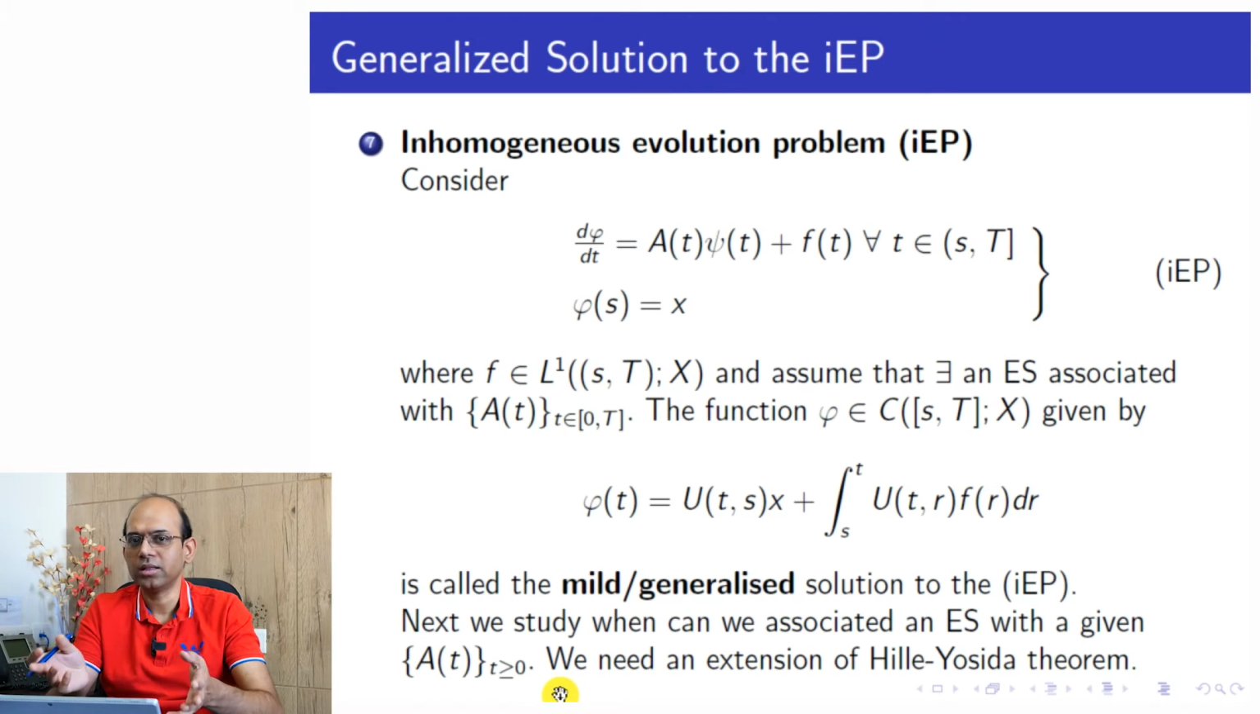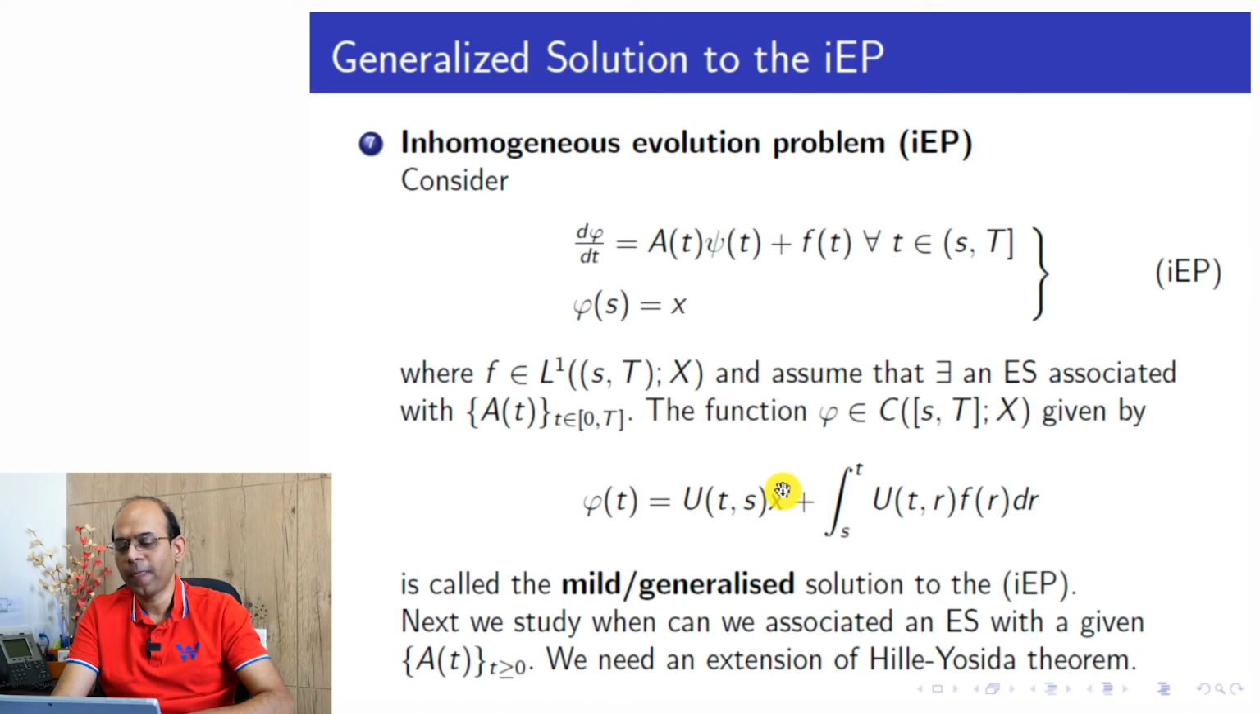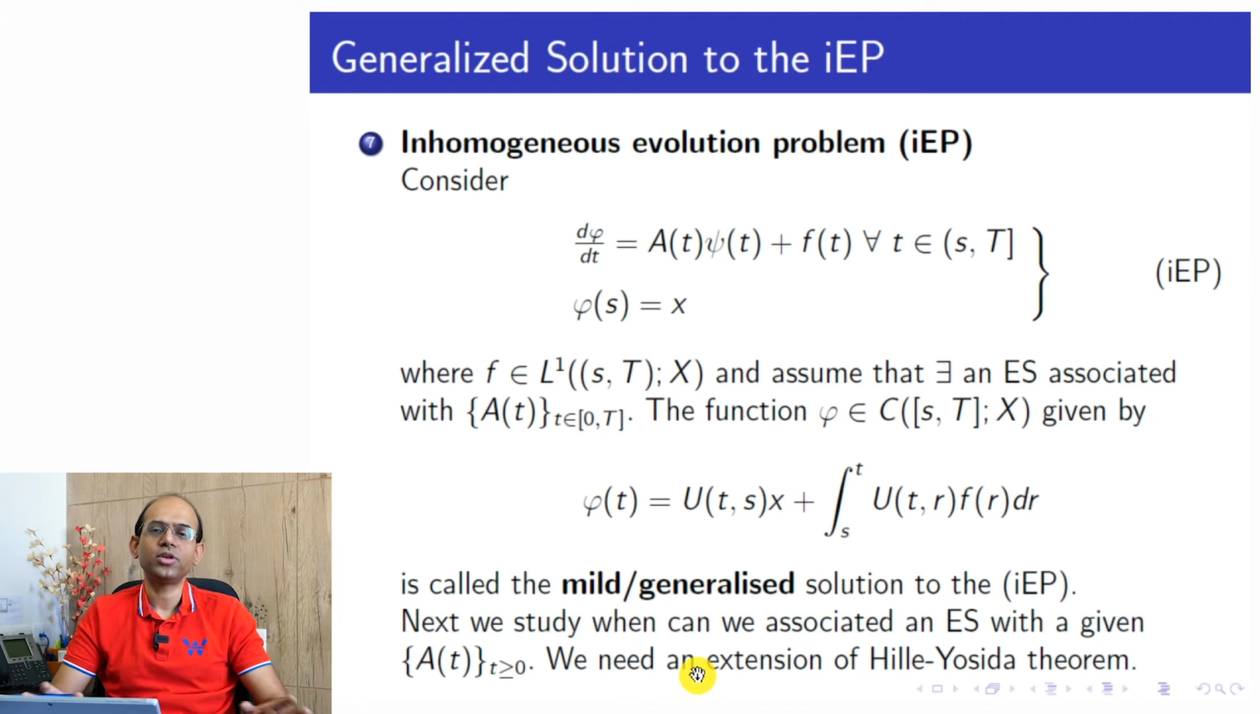If we can, then we are going to see that we can write down the mild solution. So here, for example, assume that there exists an evolution system, then you can write down the mild solution using the evolution system. Okay. So for this question, whatever answer we get would give us a set of sufficient conditions under which a given family of operators would admit an evolution system associated with it, and we would assume those sufficient conditions throughout our development.